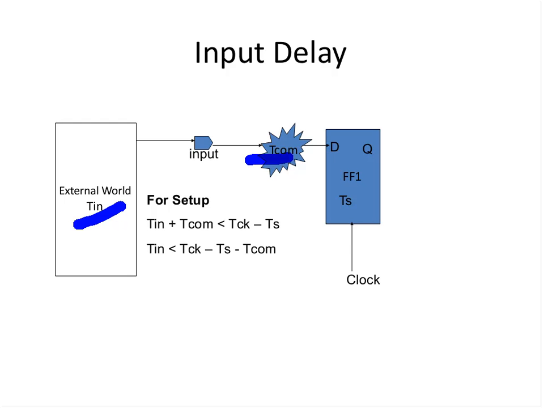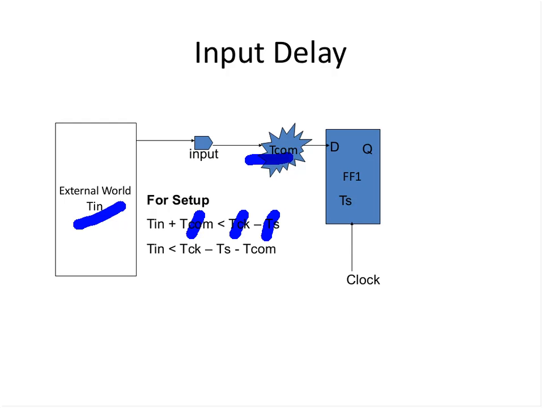I need to estimate the input delay path. So I will keep T in, which is external to our chip, on the left side. On the right side I will keep all that which is internal to our chip and known. So T com, TCK and TS are all internal to my design and are known to me. So T in is less than TCK minus TS minus T com.